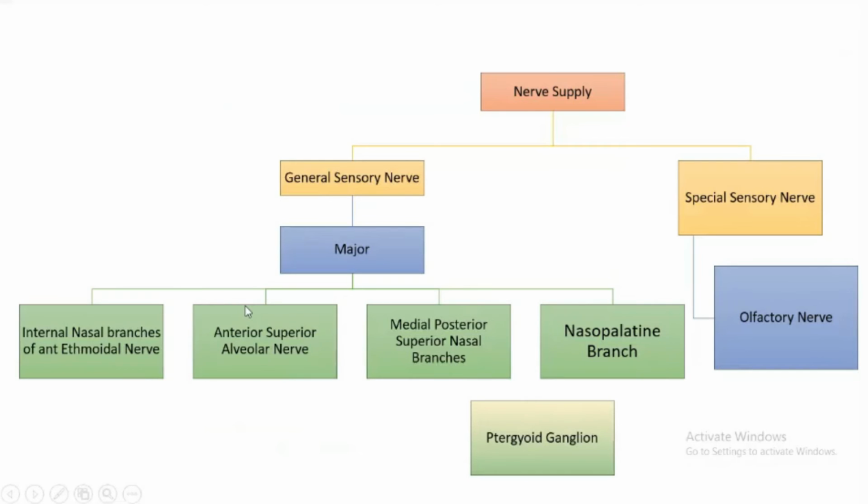And as in arterial supply, we have divided the nasal septum into four quadrants, and it is correspondingly supplied. So the anterior superior part is supplied by the anterior ethmoidal nerve. The anterior inferior part is supplied by the alveolar nerve, the posterior superior part is supplied by the superior nasal branches, and the posterior inferior part is supplied by the nasopalatine branch.